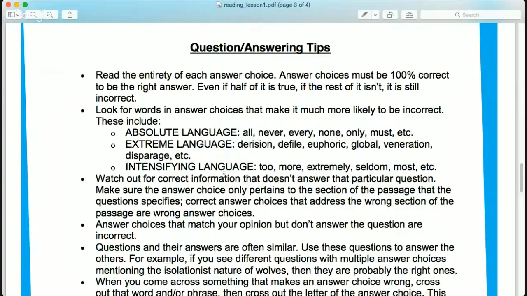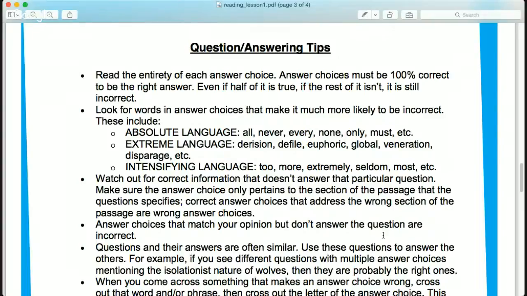Watch out for correct information that doesn't answer the particular question. Make sure the answer choice only pertains to the section of the passage that the question specifies. Correct answer choices that address the wrong section of the passage are wrong answer choices. So remember that questions will go in chronological order. If you've already passed a section, the answer for the next question is probably not going to come from a place before that question, if you know what I'm saying.